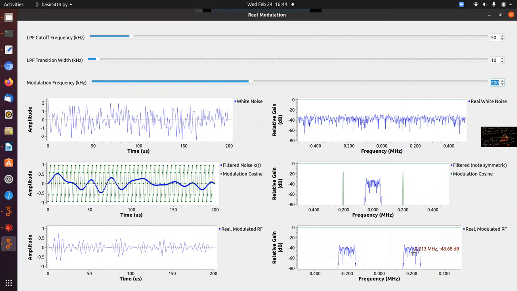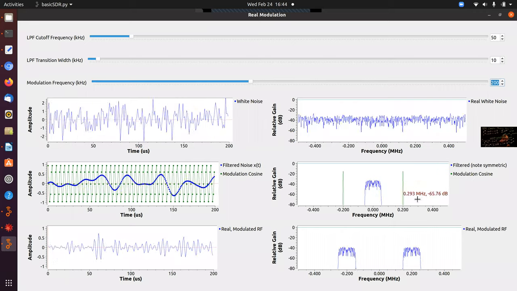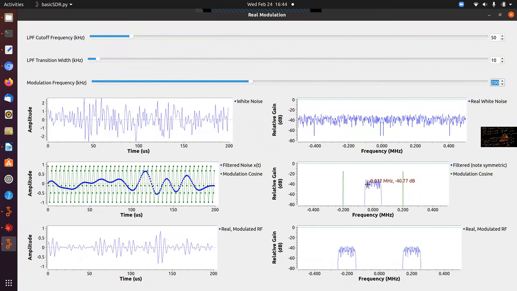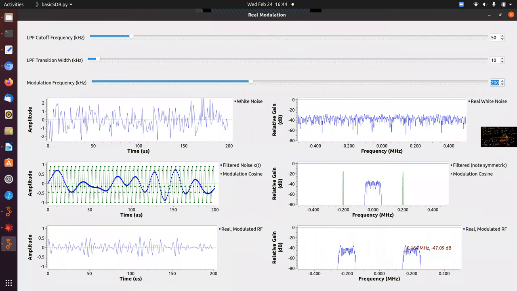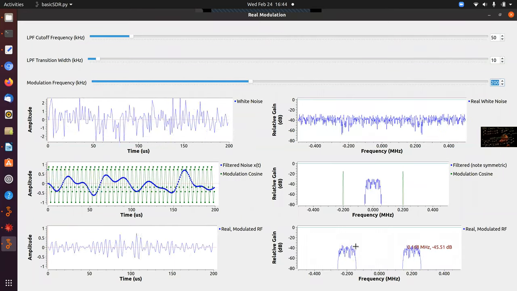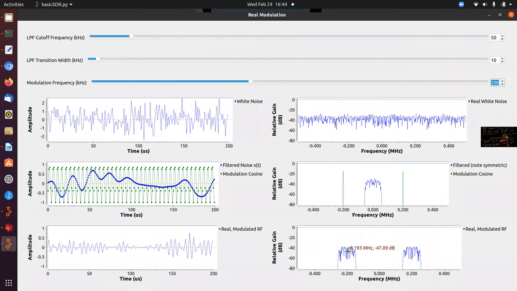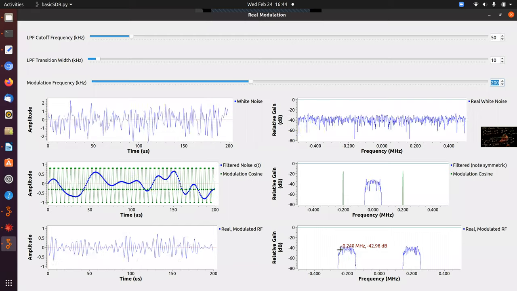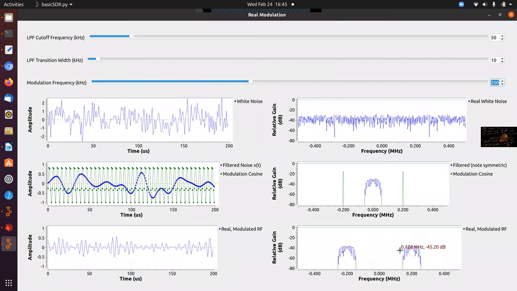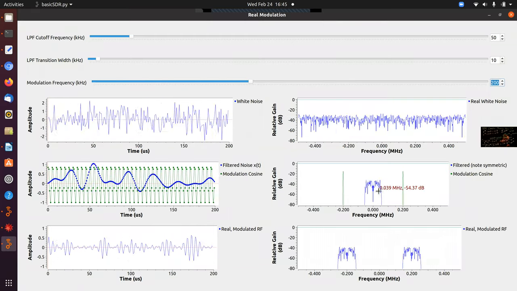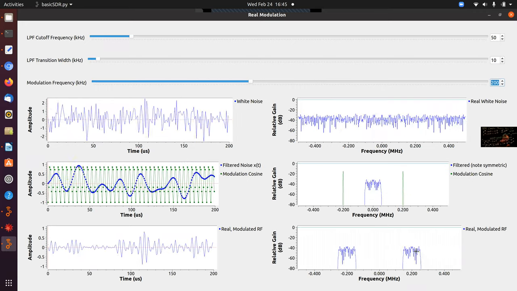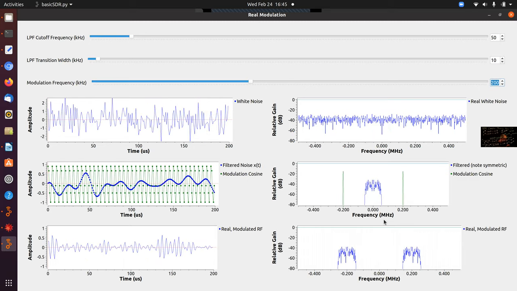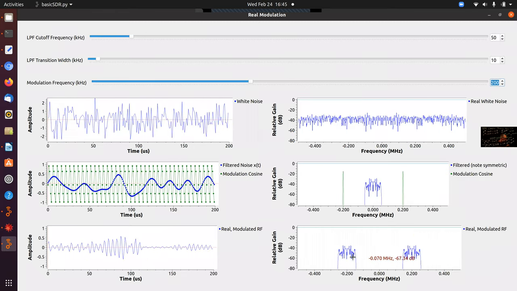We have this positive copy plus the cosine frequency. We have this originally negative copy plus the cosine. And then down here, we have this original positive copy minus the cosine and the original negative copy plus the cosine. So there's actually four, every little spike here that happens to appear, there's going to be four of those down here. So this is the spectrum of our modulated signal.